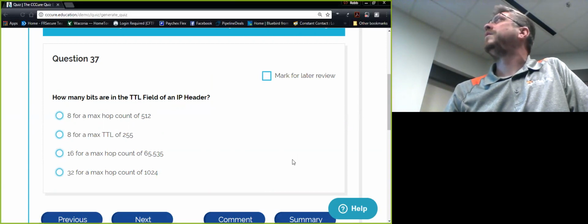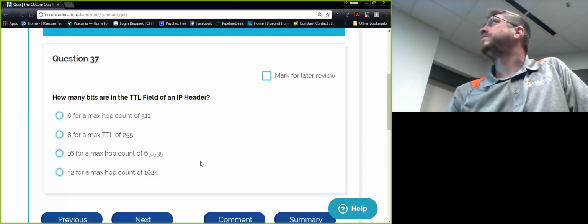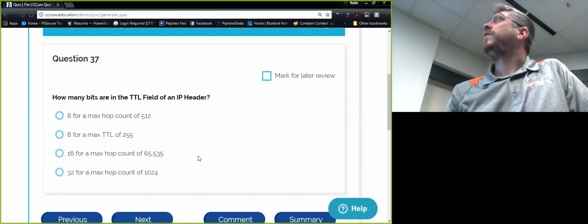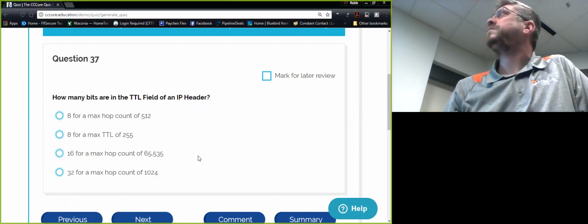A B could potentially be it, right? Because 2 to the 8, and then you always minus 1 for the network. I mean, it's the same thing. And then I did it up on the board. So that one is conceivable as 2 to the 16th. I don't know what that is, but there's really no such thing as a hop count of 65,000.